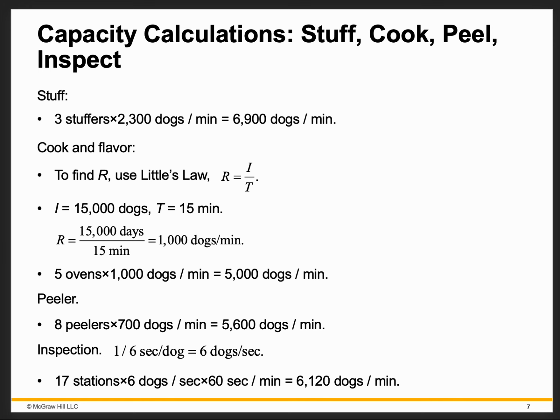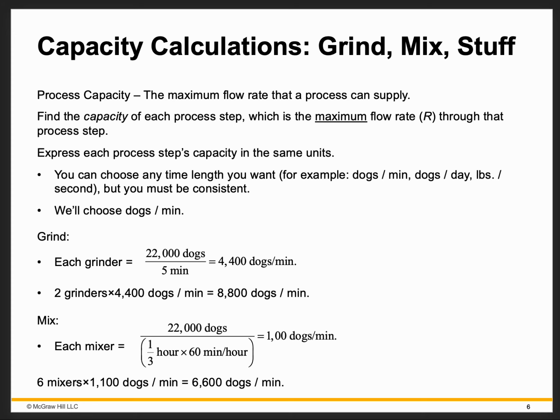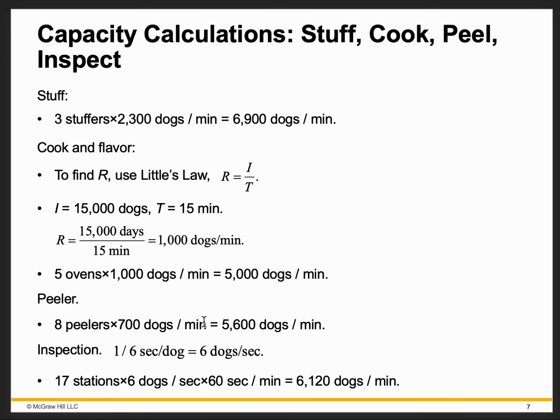Now, once we have that, let's look at the cooking and flavoring process. The cooking and flavoring process has 5 ovens. Each oven holds 15,000 hot dogs, and it takes 15 minutes for it to go through the process. So that's the process time. So it's the flow time. This is the inventory. So we can calculate the flow rate, which is what we want. 15,000 divided by 15, which is 1,000, right? Yes, 1,000 hot dogs per minute. And there are 5 ovens. So the capacity of this process is 5,000 hot dogs per minute.